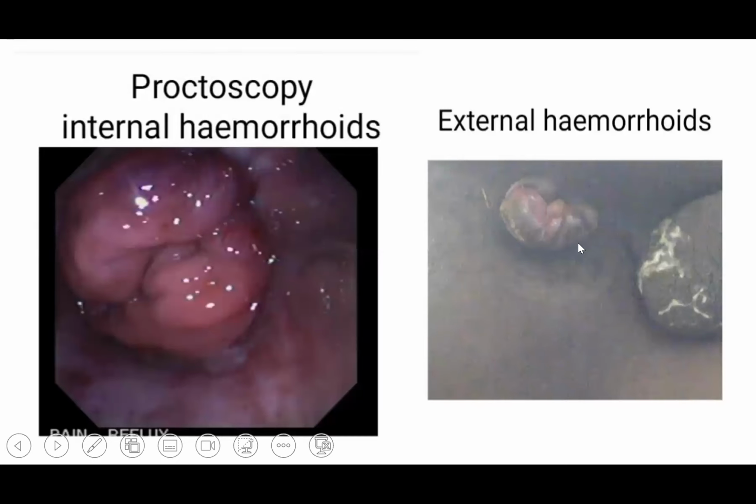So these are diagrams showing, on the left, the internal hemorrhoids viewed through proctoscopy as the dilation of the anal cushions, and then on the right, you can see an external hemorrhoid.